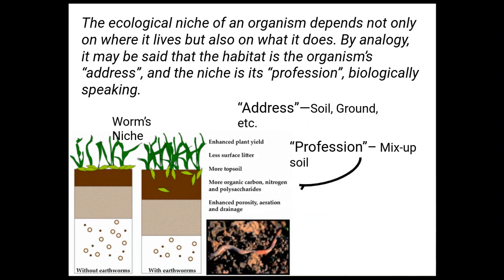So by analogy, it may be said that the habitat is the organism's address, and the niche is its profession, biologically speaking. So if we're looking at a worm, for example, if we're thinking about the address, it lives in the soil, it lives in the ground. But what does it do for the ecosystem? It mixes up the soil, it mixes up the nutrients. So that could be its niche, its profession, mixing up the soil.